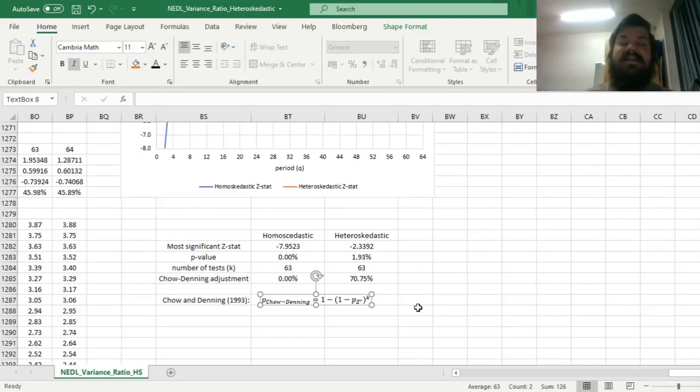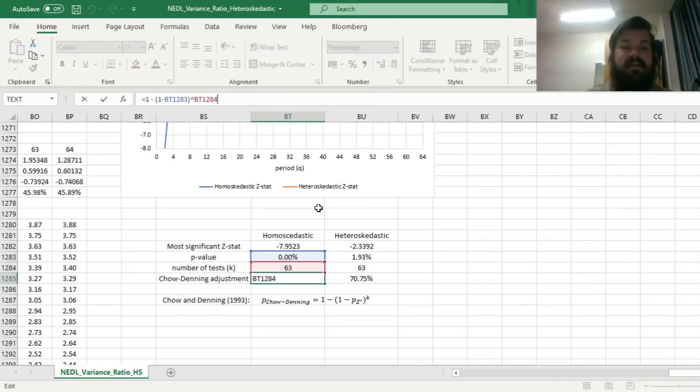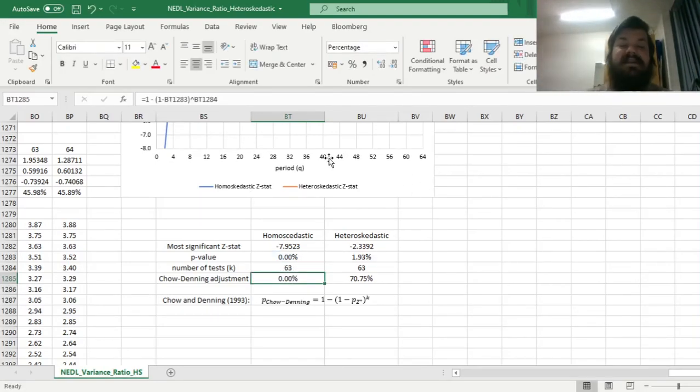However, here the customary procedure is Chow and Denning, where you subtract from 1 the quantity 1 minus your most significant p-value to the power of the number of tests you've taken. And here we apply exactly the same logic. We subtract from 1 the quantity 1 minus our p-value to the power of 63, and we still have a significant, largely significant, less than 1%, p-value for the homoscedastic z-stat, but the p-value becomes quite high, higher than even 50% for the heteroskedastic case. And what does it mean for market efficiency?